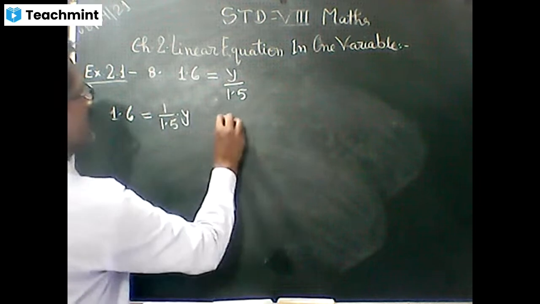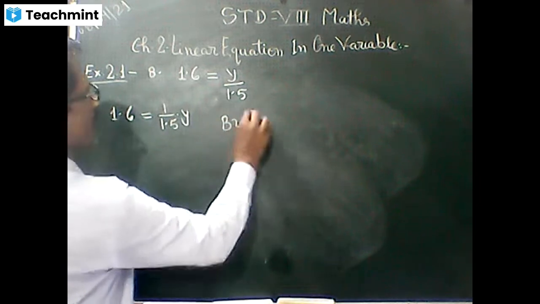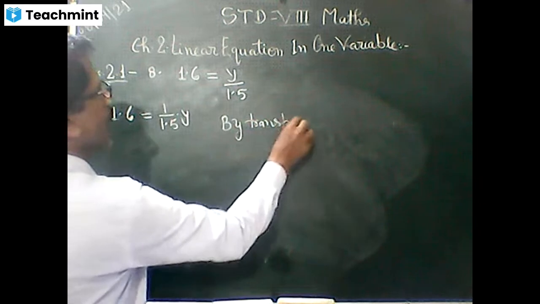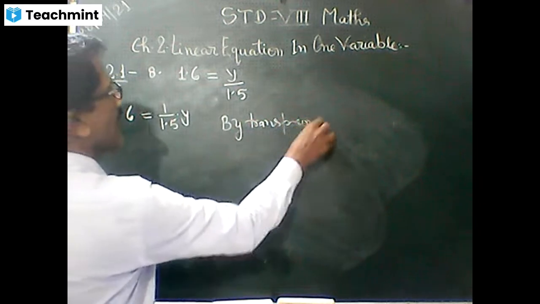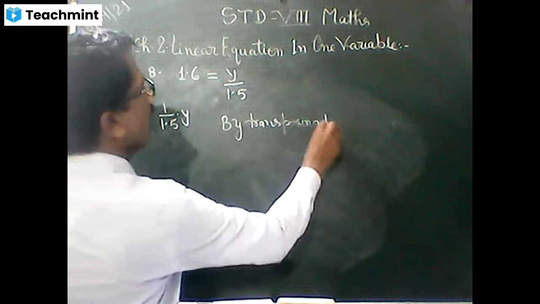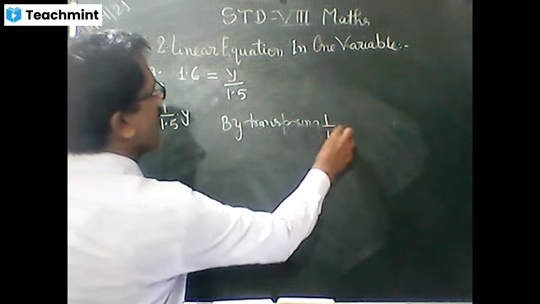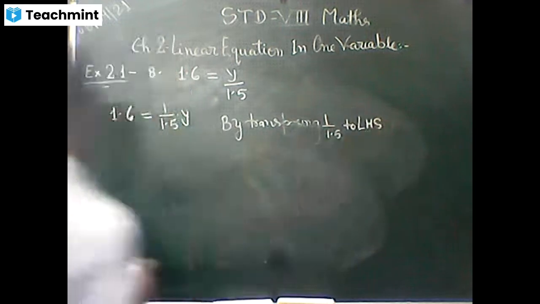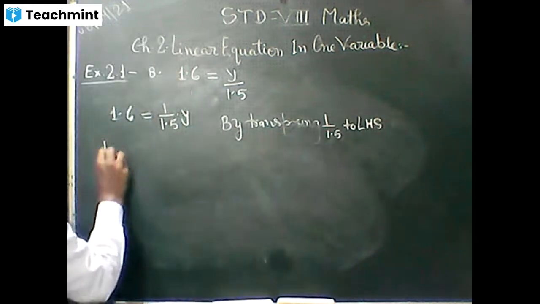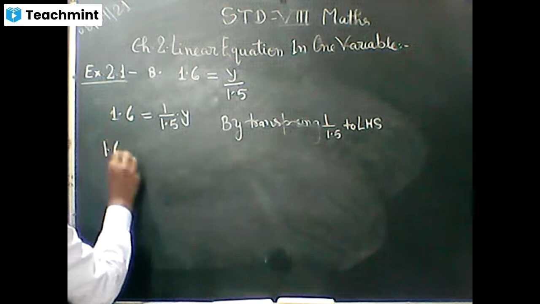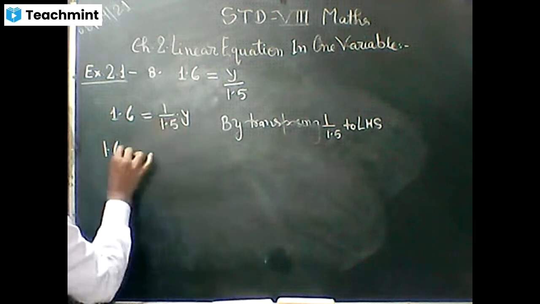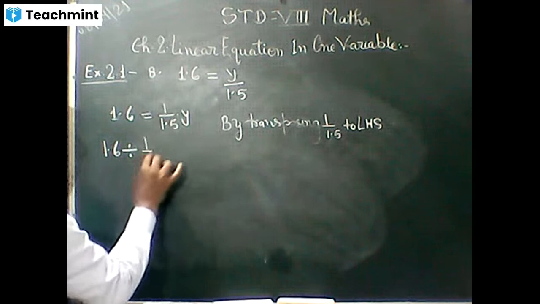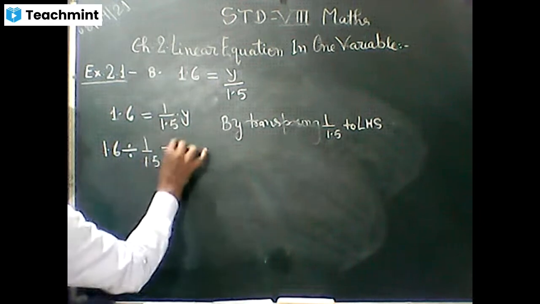So we have to write by transposing in the simple way, without hesitation and without troubling our mind, 1 by 1.5 to the left hand side. So we have to write 1.6, here it is multiplied, so we can write it divided by 1 by 1.5 equal to y.